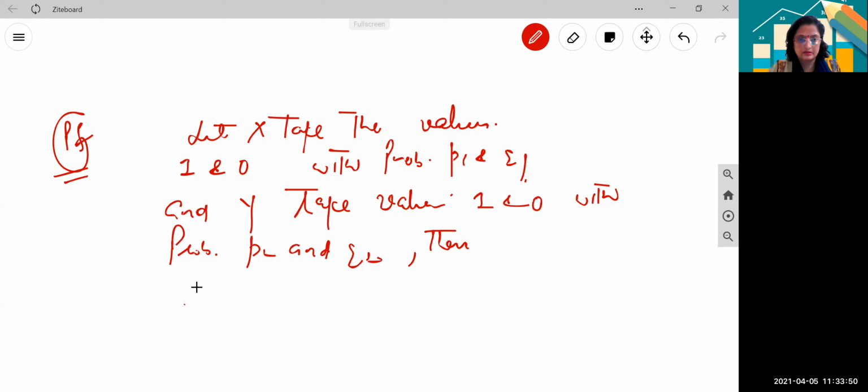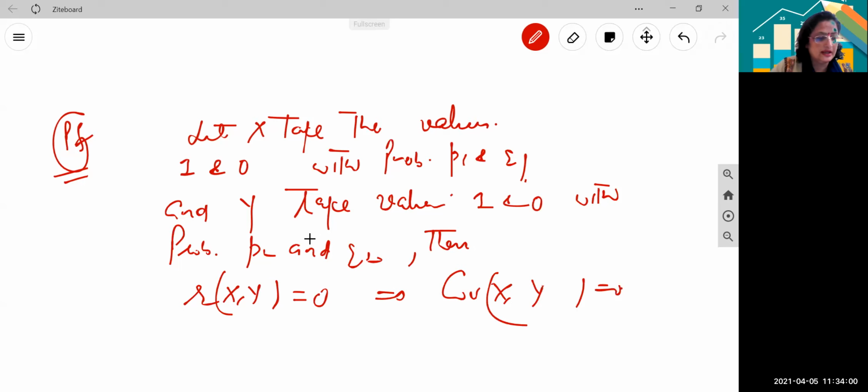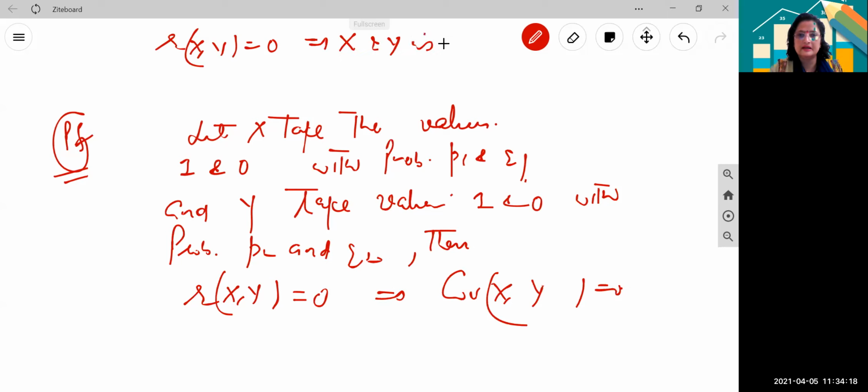Then Rxy is equal to 0 implies covariance between x and y is equal to 0. Because the statement already says that x and y are two random variables which take the values 0 and 1 with positive probabilities, then Rxy is equal to 0. This is given in the statement, and Rxy is equal to 0 implies x and y are independent. This condition is given, we have to prove that x and y are independent. So Rxy 0 implies covariance between x and y is equal to 0.